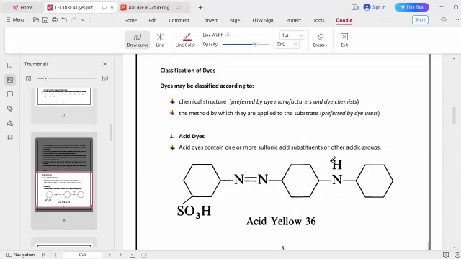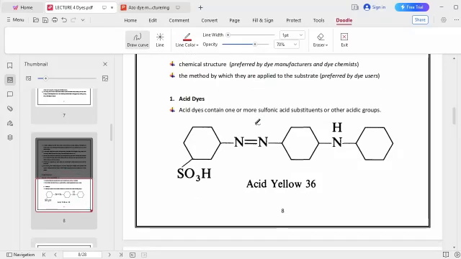And then we move to classification of dyes. So dyes are classified in various ways, for example, according to their structure or according to the method by which they are applied to the substrate or the material. The substrate is the material which is being colored, for example, leather, wool, hair, etc. So we have various dyes, for example, acid dyes.